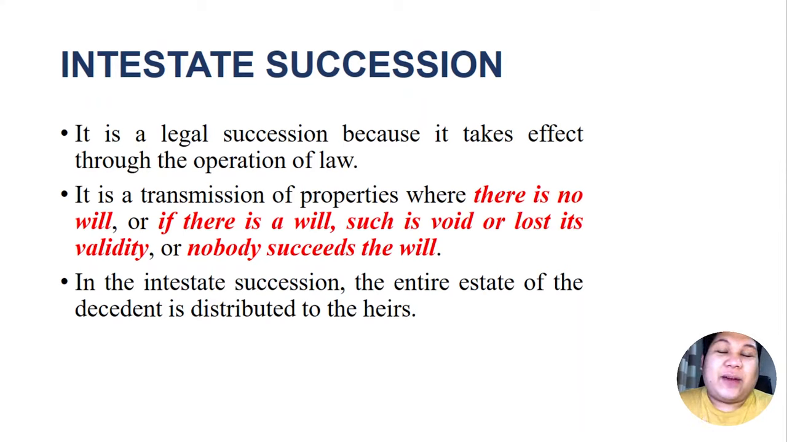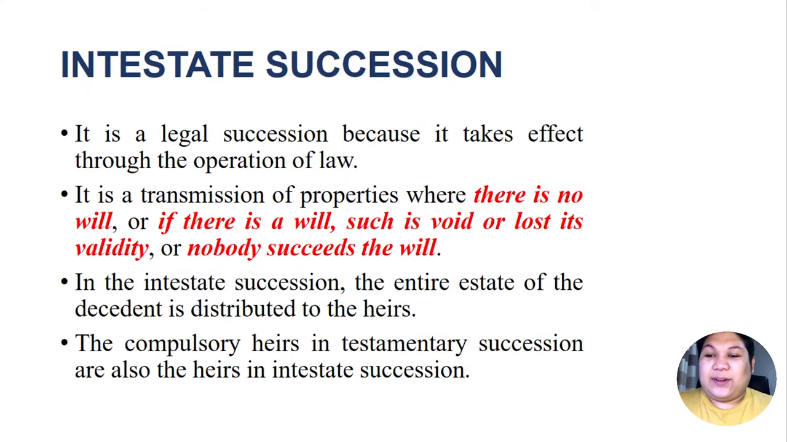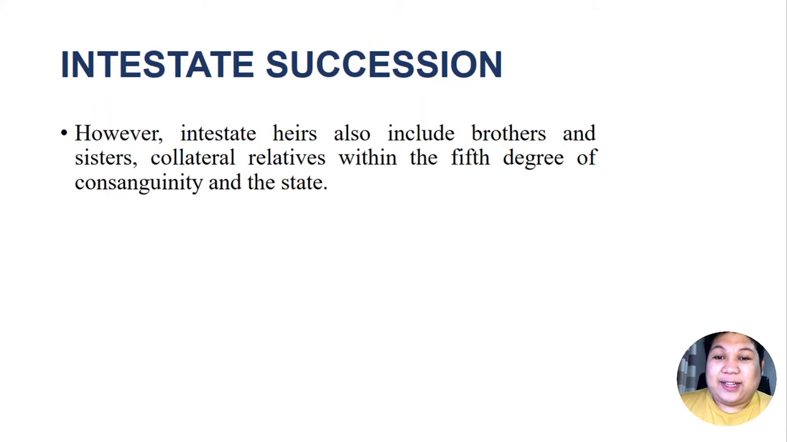Later on, I will show you the differences between intestate succession and testamentary succession, okay? The compulsory heirs in testamentary succession are also heirs in intestate succession. As we know, we have compulsory heirs in testamentary succession, and they are classified into primary and secondary. As we mentioned, the primary compulsory heirs will be the first people called upon to succeed the inheritance. In their absence, the secondary compulsory heirs will step in to claim their right to the inheritance. Again, the presence of the legitimate child or children and their descendants would exclude the secondary compulsory heirs. However, intestate heirs also include brothers and sisters and collateral relatives within the fifth degree of consanguinity.